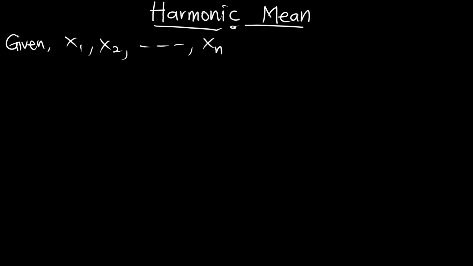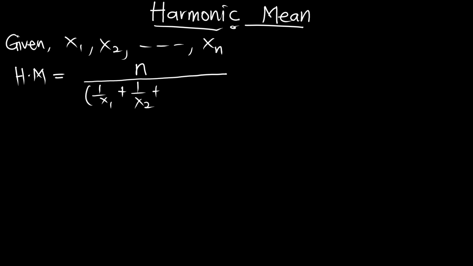The formula to find the harmonic mean, which can be written as HM, is given as n, which represents the number of occurrences, over 1 on x1 plus 1 on x2 up to 1 on xn. So this is the harmonic mean formula for random discrete variables.